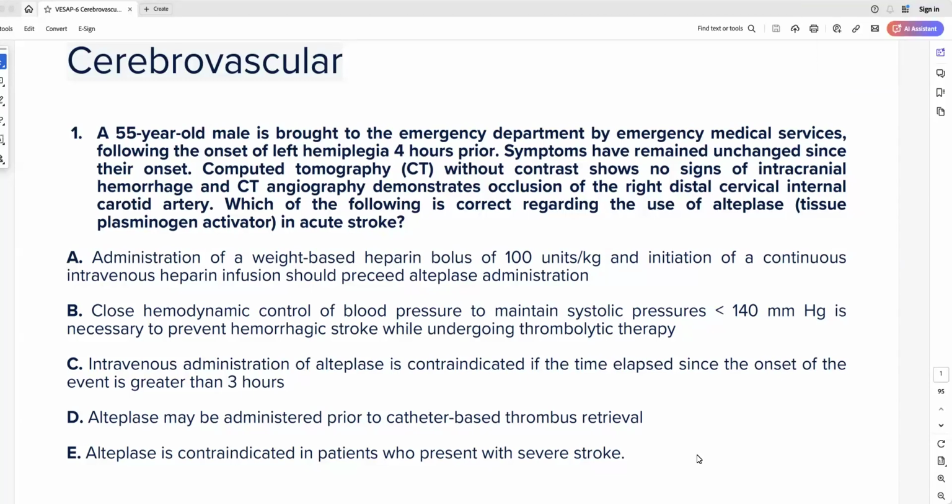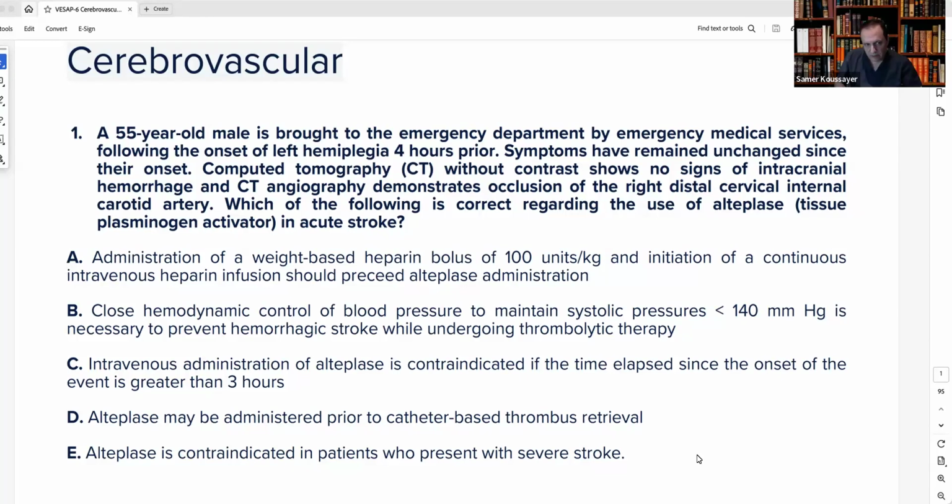D, alteplase may be administered prior to catheter-based thrombus retrieval. Yes, I think so. E, alteplase is contraindicated in patients presenting with severe stroke. I think D is the answer.